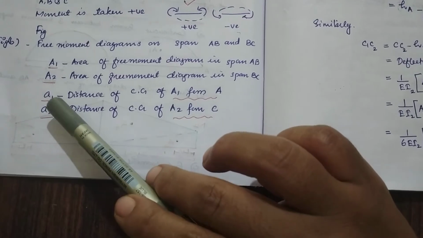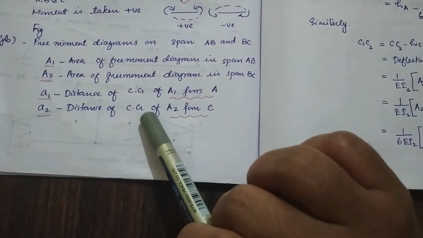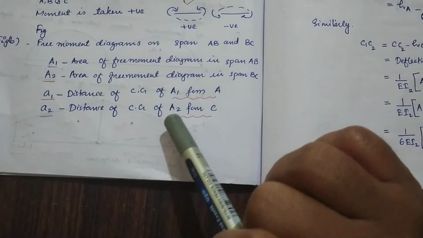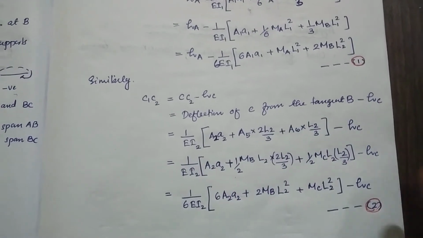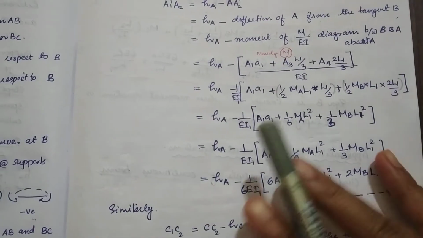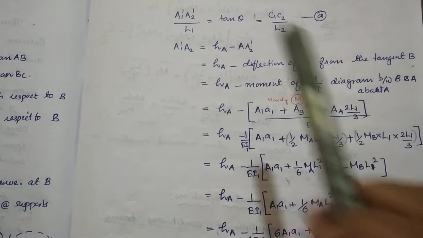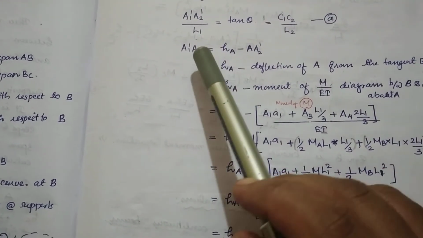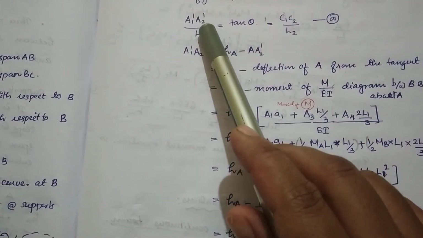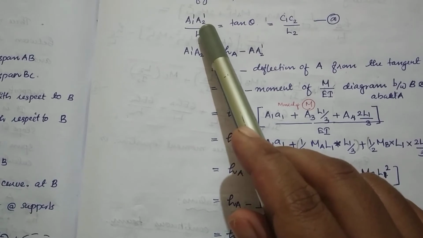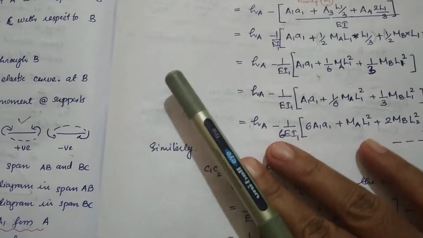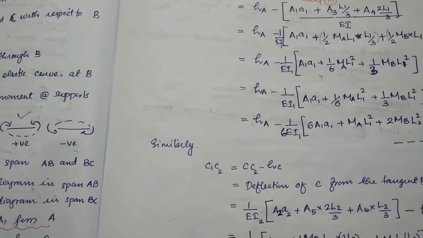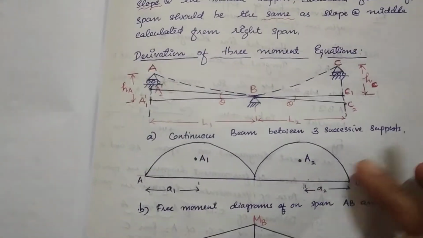Then small a1, small a2 are the center of gravity of that moment diagram. Here we already discussed that in this case we consider the consistency equation as our theta value, that is, theta on the left side of B is equal to theta on the right side of B. So we can take that theta, check that value.